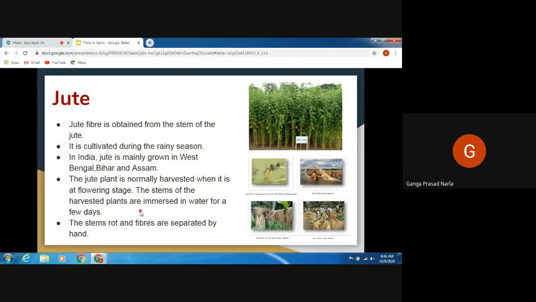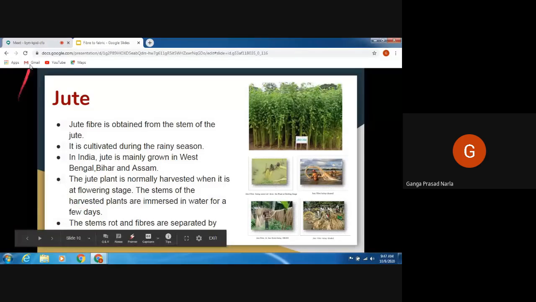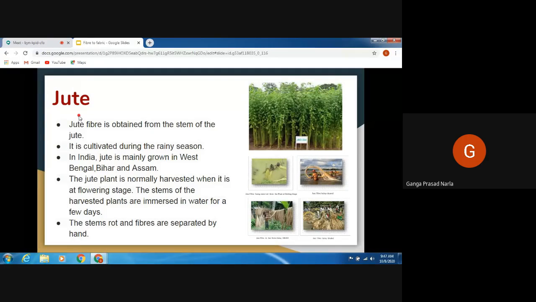Okay, children, all of you click on my name, on my presentation. If you observe the images, try to zoom the images, then you will understand. The first picture is jute plants. The jute plants are mainly grown in Assam, West Bengal and Bihar. Once the plants reach the flowering stage, they will harvest, meaning cut them.